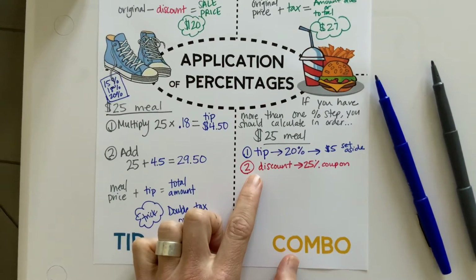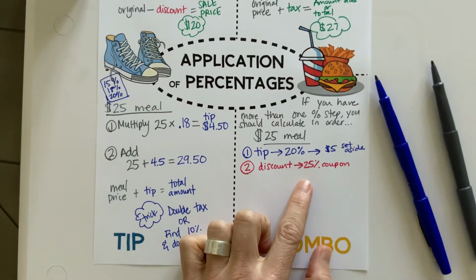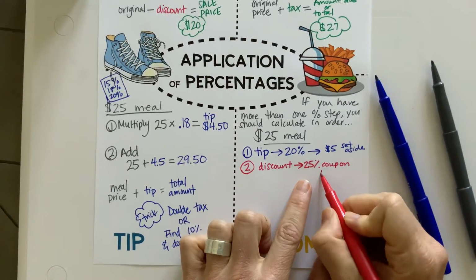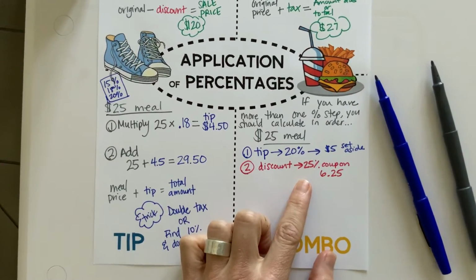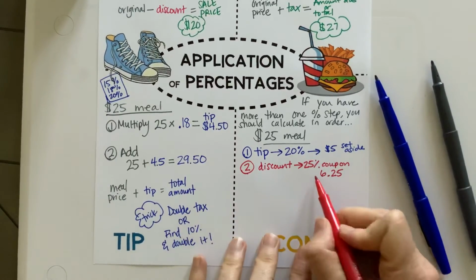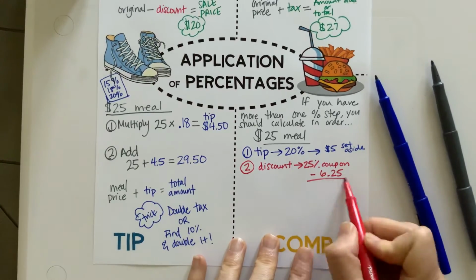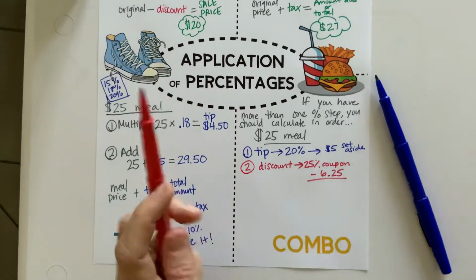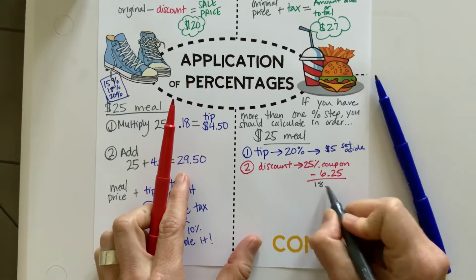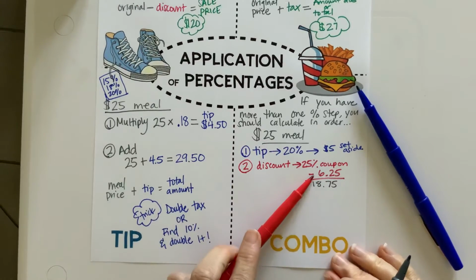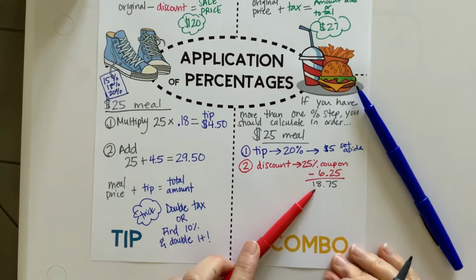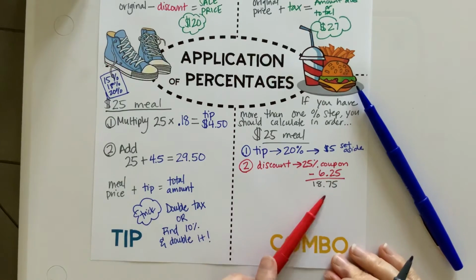So 25% off, hold on, that is going to be $6.25. So that gives us the remaining total of $18.75, because I'm taking my full meal amount, I'm subtracting my discount, and I'm getting $18.75. Okay, so that's after I've applied my coupon.